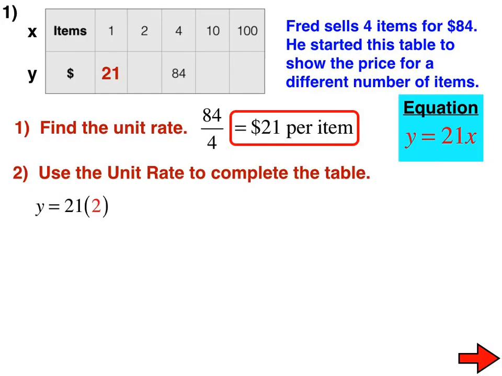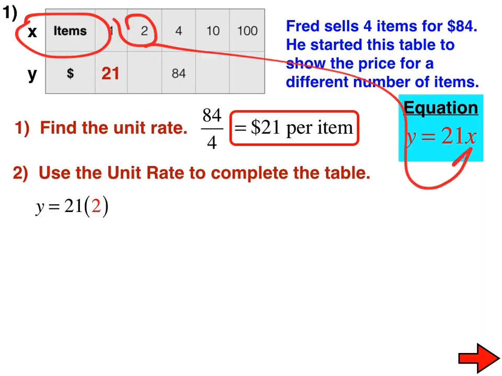For 2 items, 2 is the number of items x, right? So I'm going to take this 2 and plug it into my equation where x is. So 21 times 2 will give me y, which goes here, which is 42.